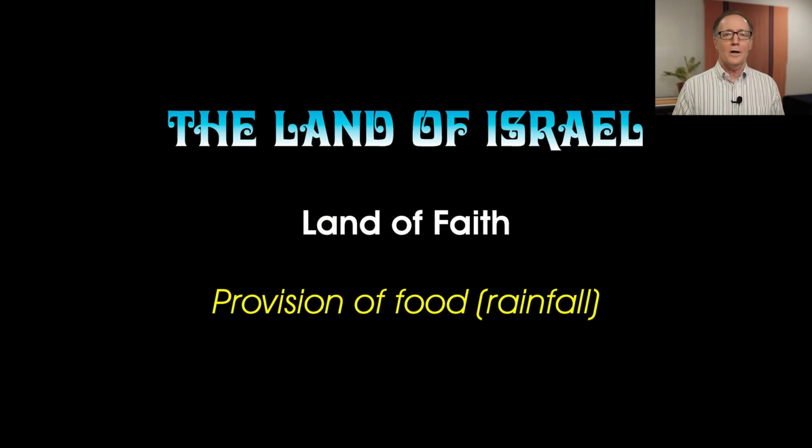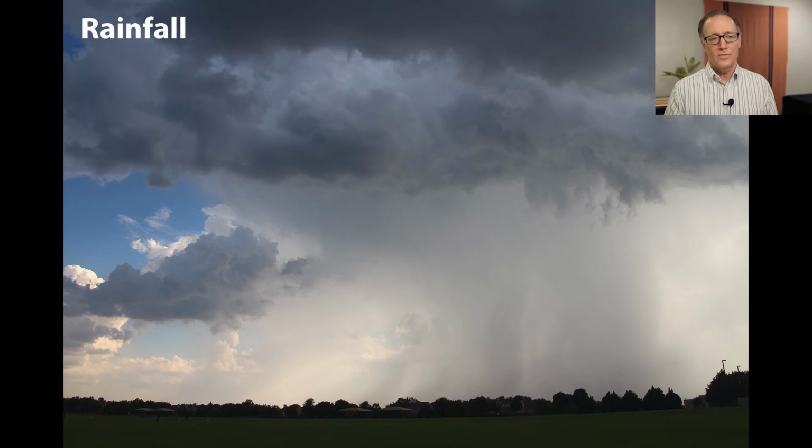Well, another way God was building Israel's faith, we saw first in protection, but we also see in the provision of food through rainfall. Rainfall is essential for crops. We've already mentioned that Israel gets a meager amount of rain, but that diminishes as we travel south and east.